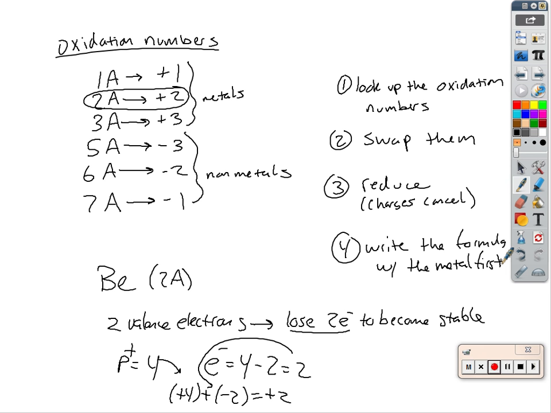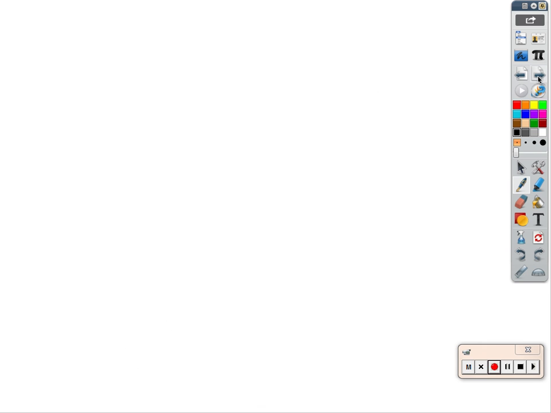So we pick two elements, just down at random here, and we're going to do potassium and oxygen. Figure out what the formula for that combination is going to be. Again, we got to know the oxidation numbers for each one. Potassium is in 1A on the periodic table, and oxygen is in 6A.